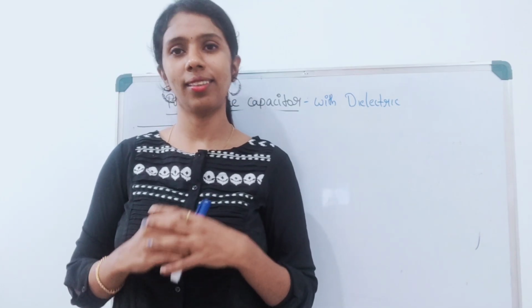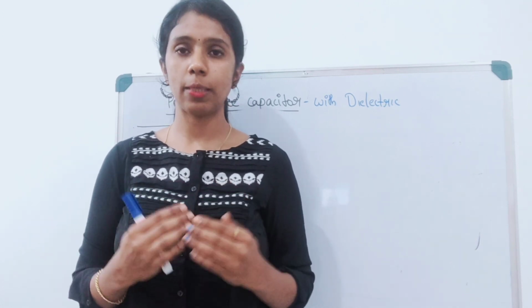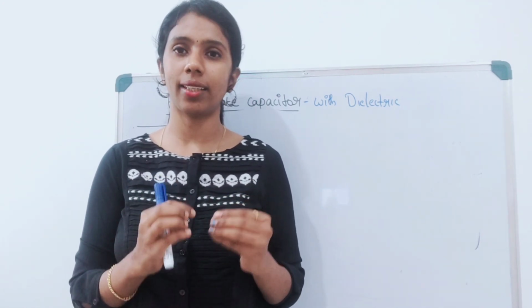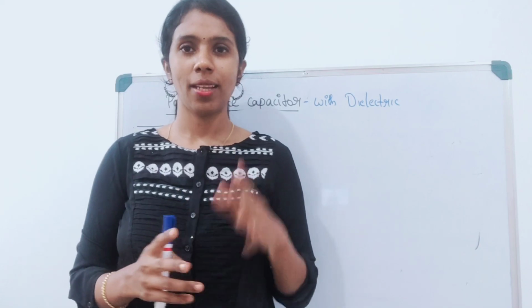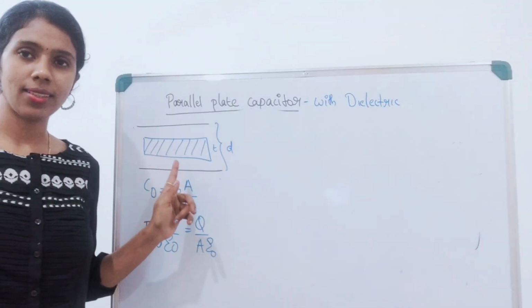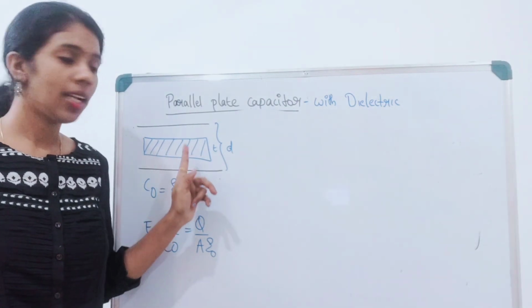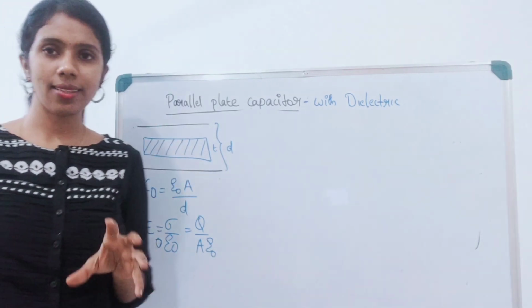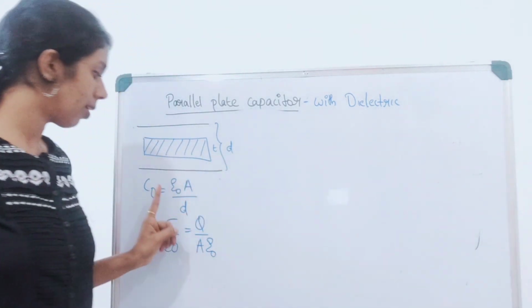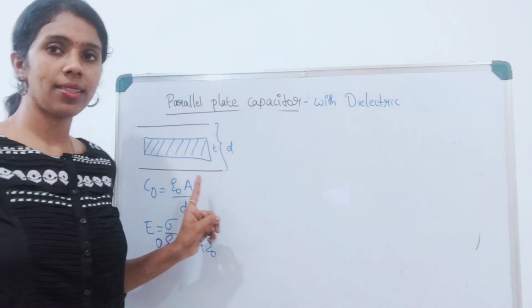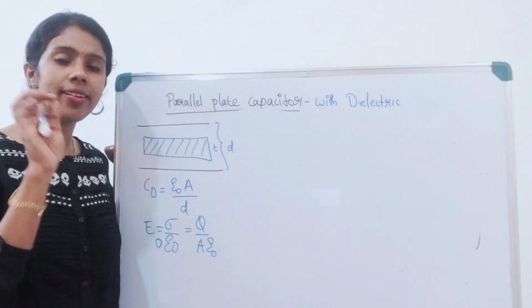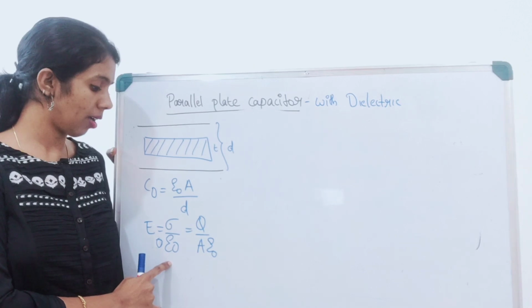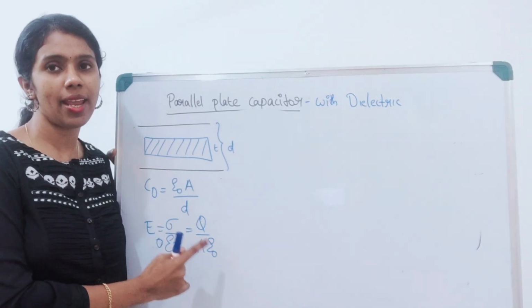Parallel plate capacitor with dielectric. Here we will derive an expression for the capacitance of a parallel plate capacitor when you are inserting a dielectric in between the plates of the capacitor. So here is a parallel plate capacitor where you are inserting a dielectric of thickness T in between. Now without dielectric, the capacitance C0 is equal to epsilon 0 A divided by D as per the previous derivation, and the electric field in the region between the plates E0 is equal to sigma divided by epsilon 0, which is equal to Q divided by A epsilon 0.